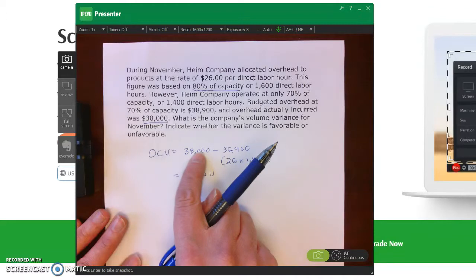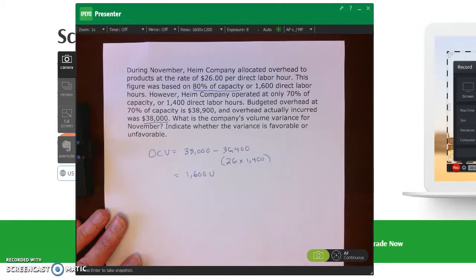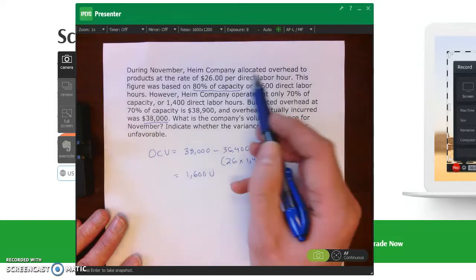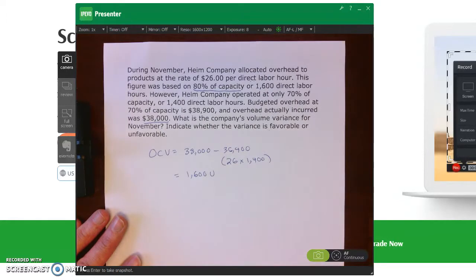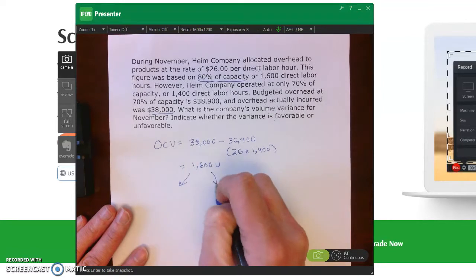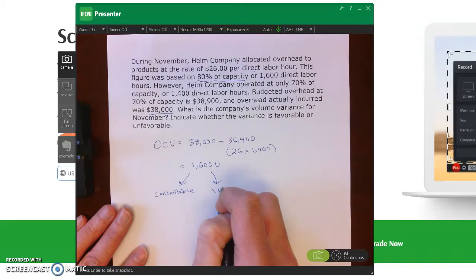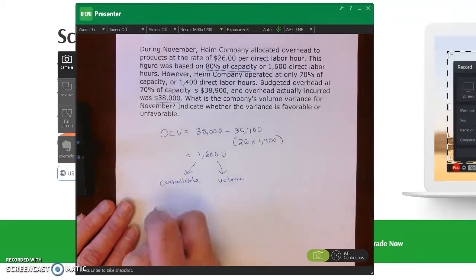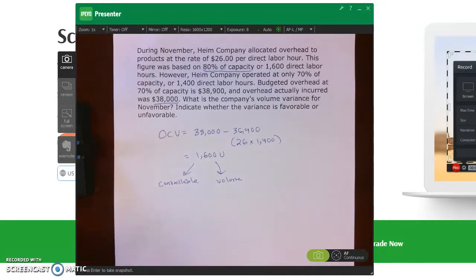So remember, the formula is to take the actual overhead minus the overhead that was applied during the accounting period. In this case, the total overhead applied is $26 times the 1,400 hours, because they worked 1,400 hours. Now we're going to separate this out into controllable and volume. Remember, with our controllable variance, we take the actual overhead minus the overhead that they should have had.